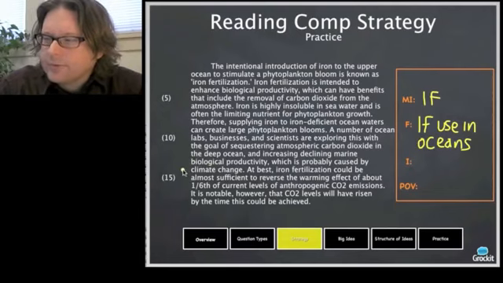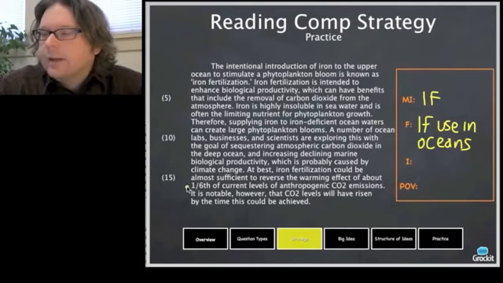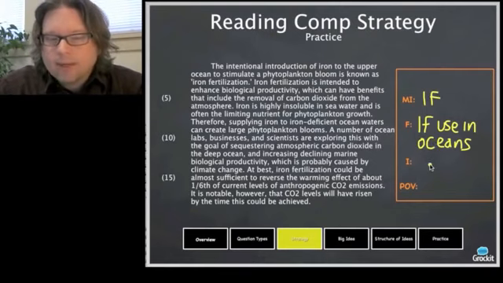At best, iron fertilization could be almost sufficient to reverse the warming effect of about 1/6 of current levels of anthropogenic carbon dioxide emissions. It is notable, however, that carbon dioxide levels will have risen by the time this could be achieved.